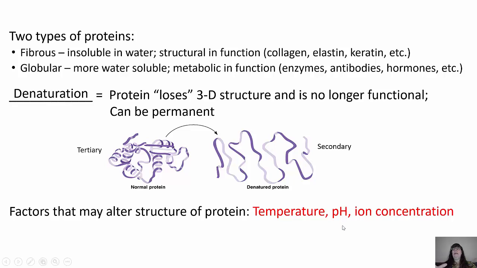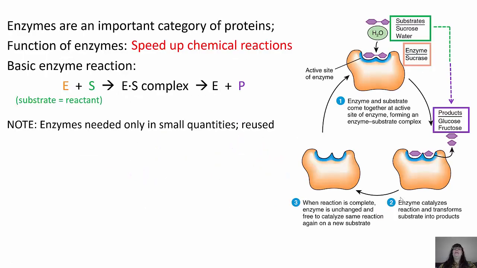pH. Most enzymes have a narrow pH range that they can only function within. The whole point of enzymes is to speed up chemical reactions. So the basic enzyme reaction is the enzyme plus the substrate is going to yield the enzyme-substrate complex, which will then yield the enzyme and the product. Enzymes are only needed in small quantities because they are reused.